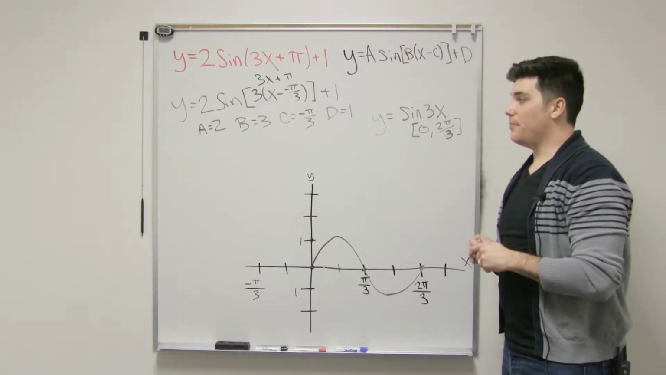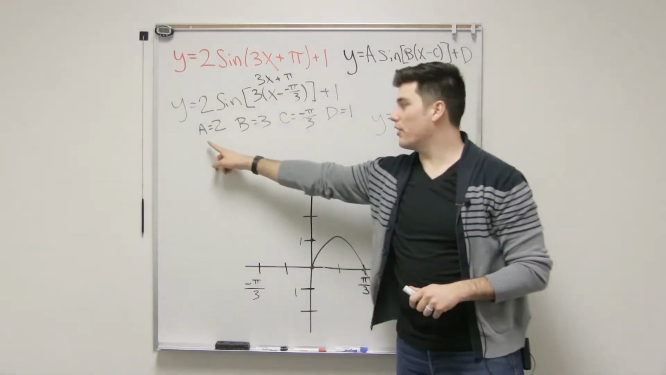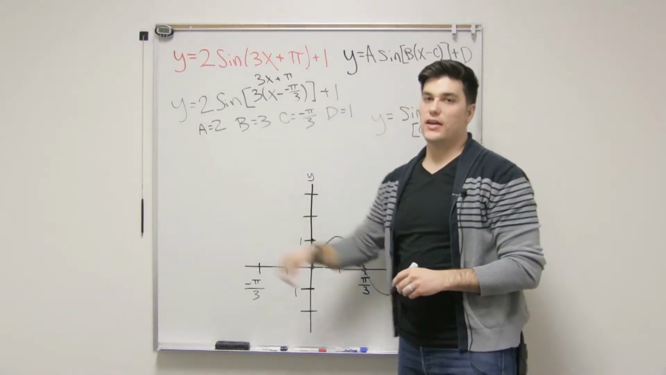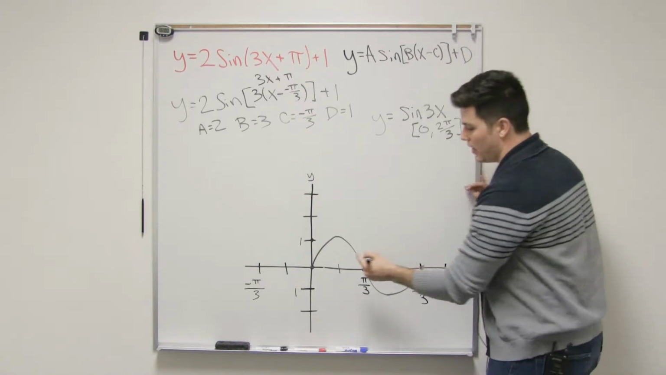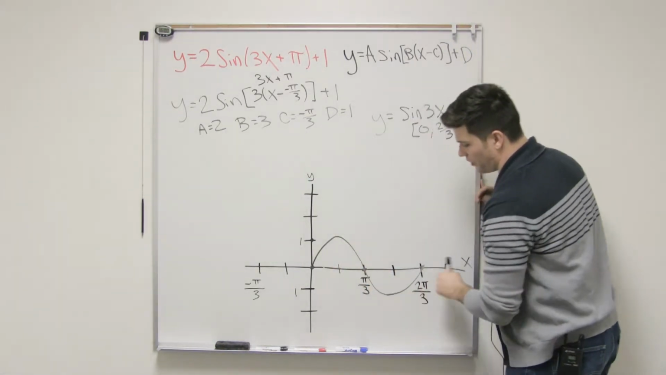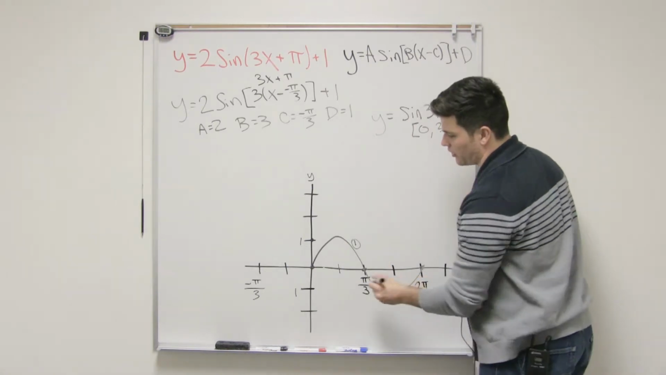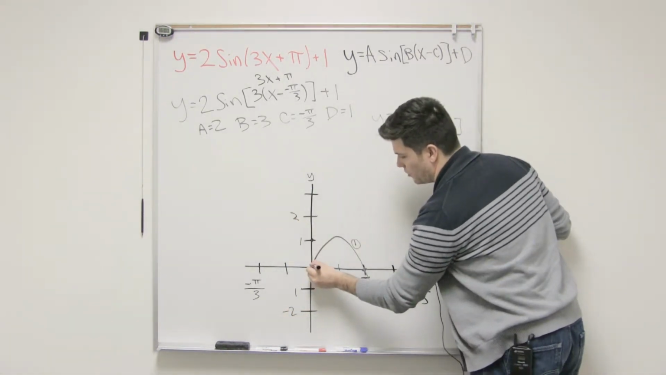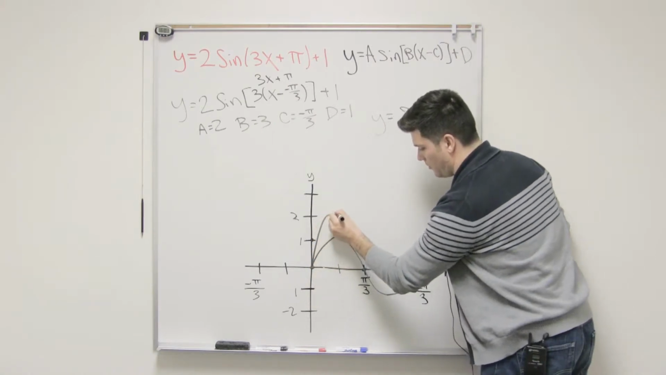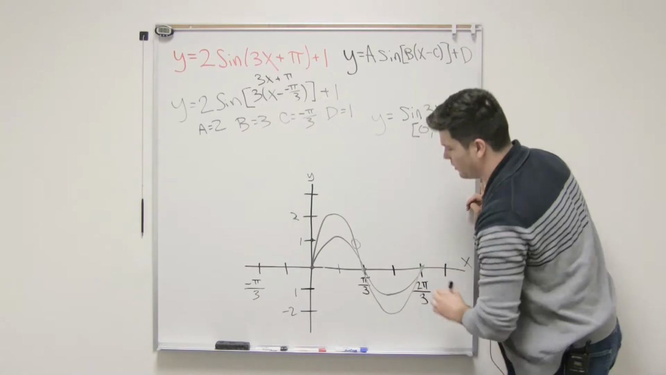Now the next step is to stretch or shrink our graph according to our value of a. Since a is 2, that means our amplitude is now 2. And so this same curve that we drew, I'll label it 1, we're now going to stretch it up to 2 and negative 2. So it is the same graph, it just reaches higher and reaches lower.